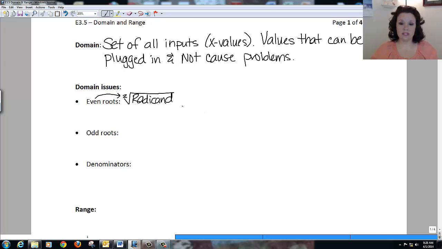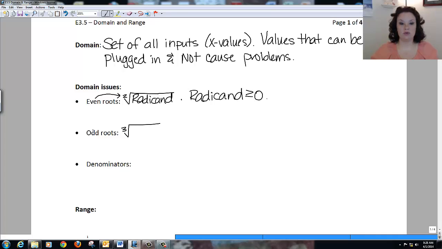So for this case, whenever we have even roots, we know that the radicand, which remember is what's underneath the radical, has to be non-negative. And the way that we say non-negative is we say it has to be greater than or equal to 0. Okay, so anytime we see an even root, we take what's underneath it and we set it greater than or equal to 0. Okay.